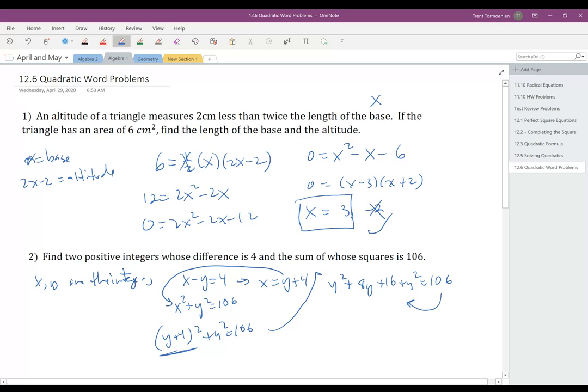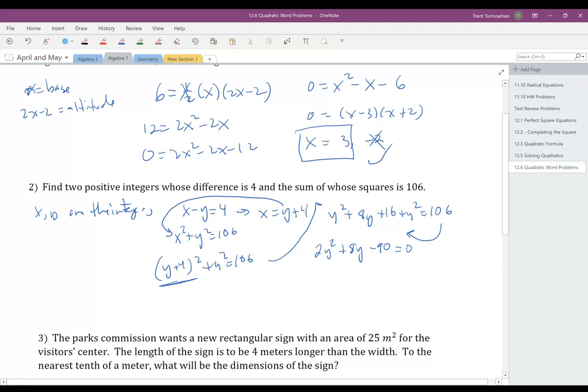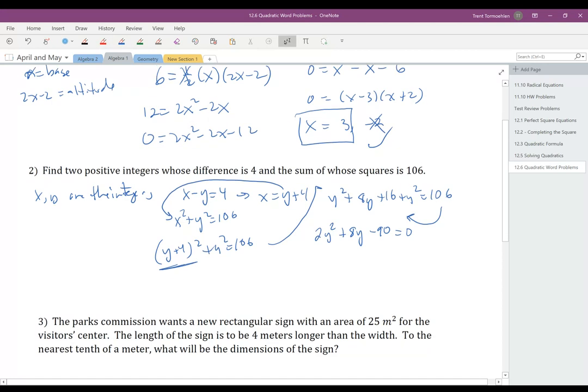Subtract the 106 and combine like terms gives me 2y squared plus 8y minus 90, right? 16 minus 106. Like the last problem, I can divide through by 2. And I get y squared plus 4y minus 45. So then I try to factor like I did on the last one. It does turn out to factor. And so I get y equals -9 or y equals 5.